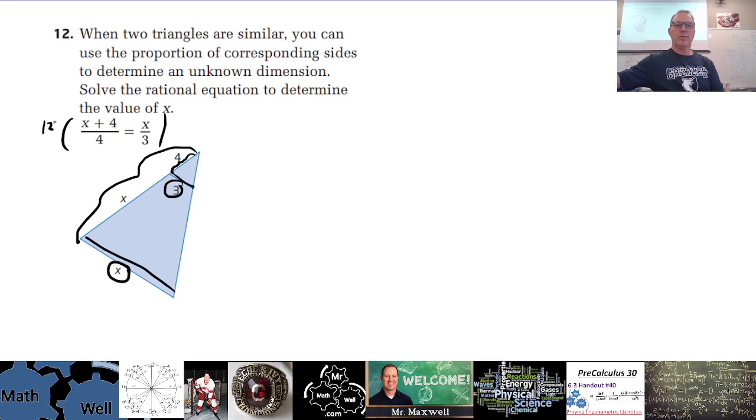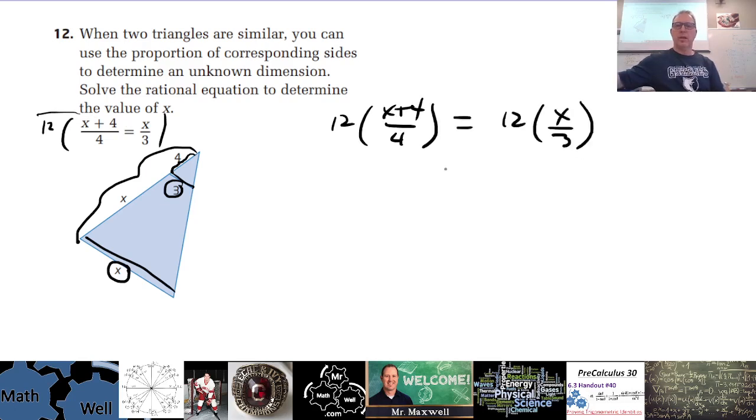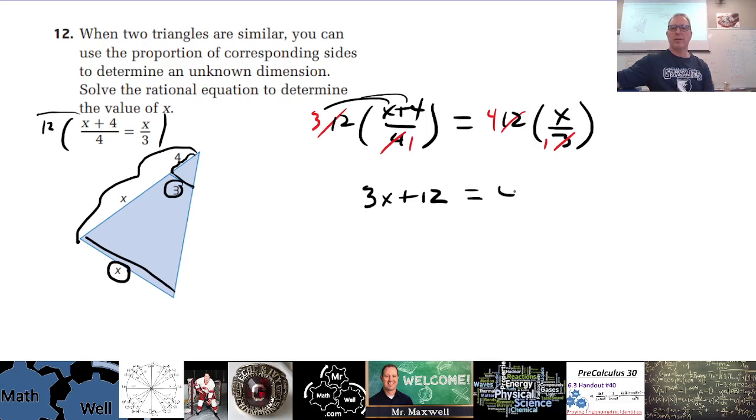So I'm going to have, for the first one, I'll just write it out fully for you. And on the second one, I'm going to have this. So if you take a look at each of these, 12 over 4 reduces to 3 over 1, and 12 over 3 reduces to 4 over 1. So this is going to end up now to be 3 times x plus 4, or when you distribute that, it's 3x plus 12. This one's going to end up to be just 4x.